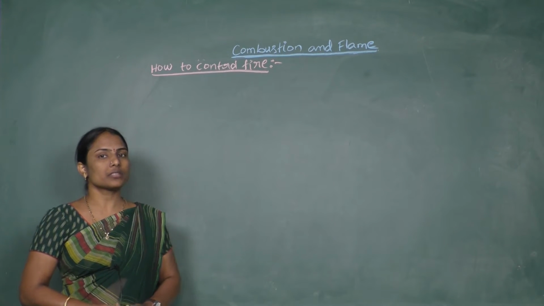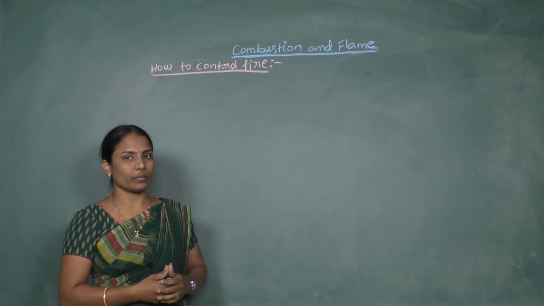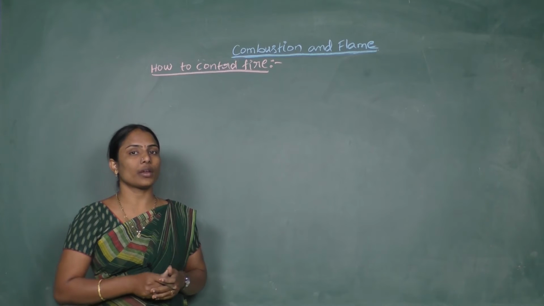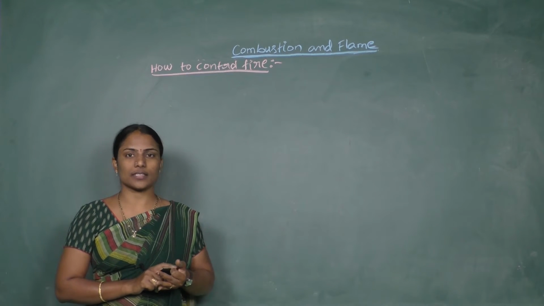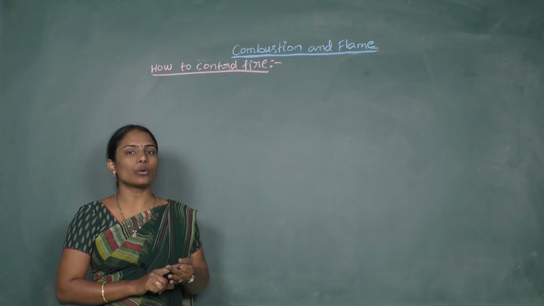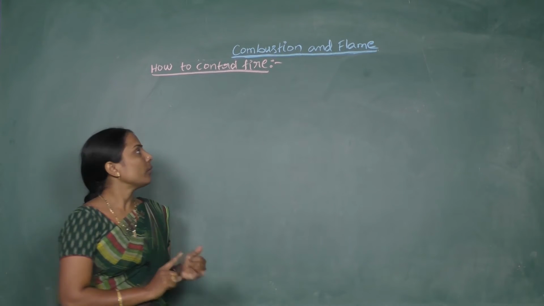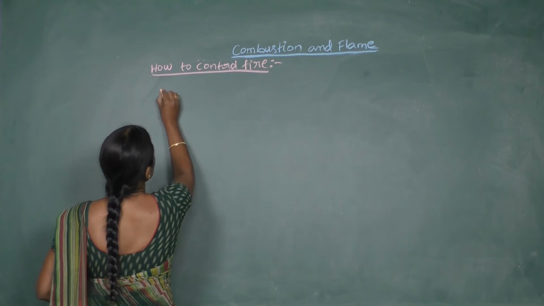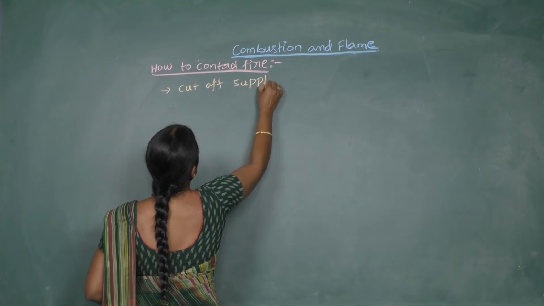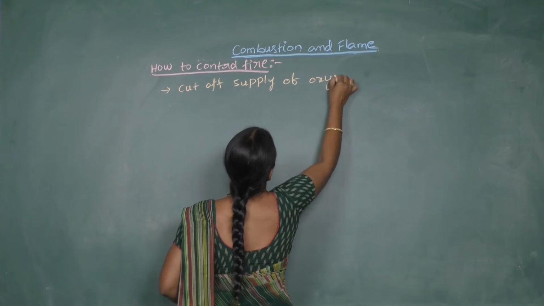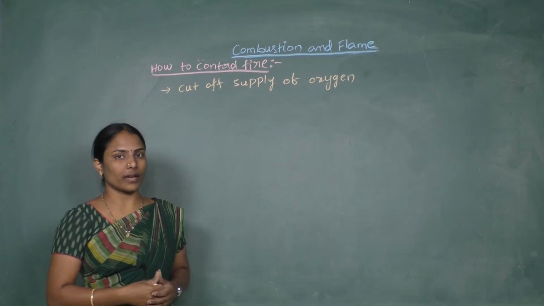See, in previous sessions, we clearly understood that for a given fuel to undergo combustion, the necessary requirements are that the fuel requires oxygen, because oxygen is a supporter of combustion, and moreover it requires the ignition temperature, right? So, whenever fire accidents happen, we need to cut off the supply of oxygen. This is one thing we can do so that we can control the fire, right?